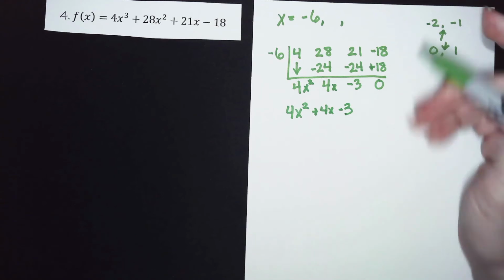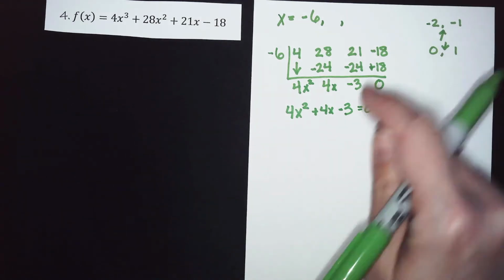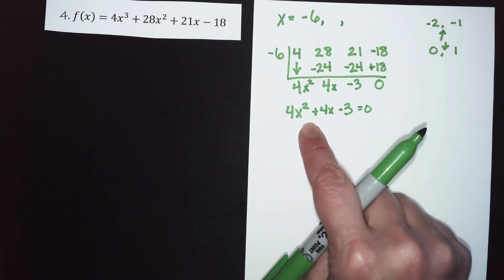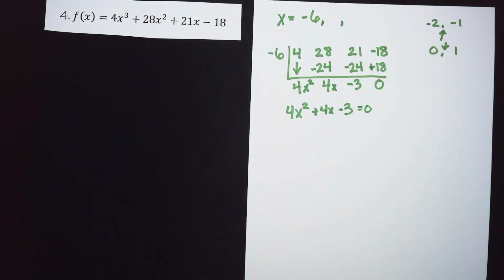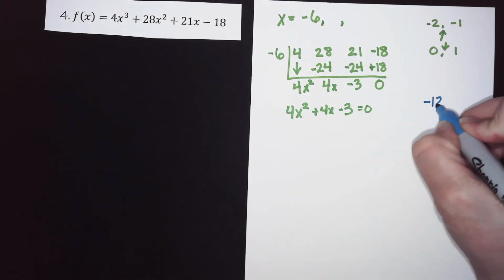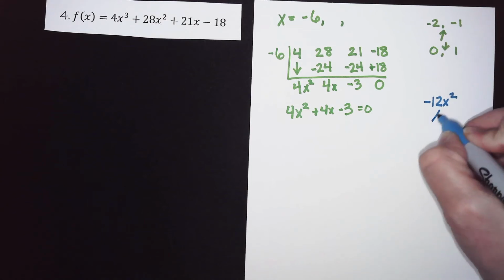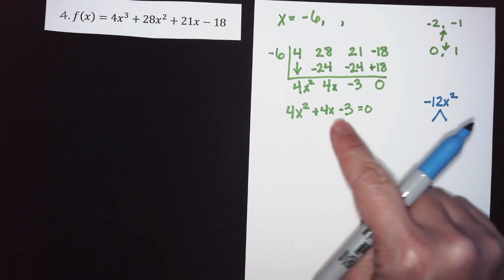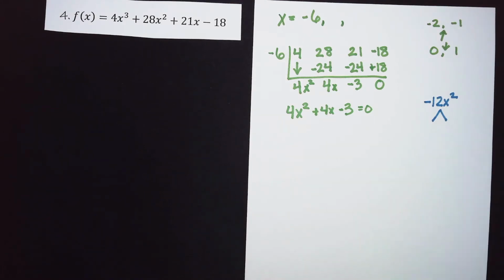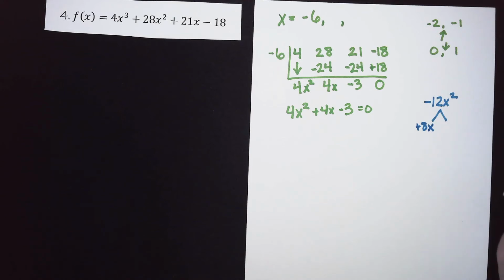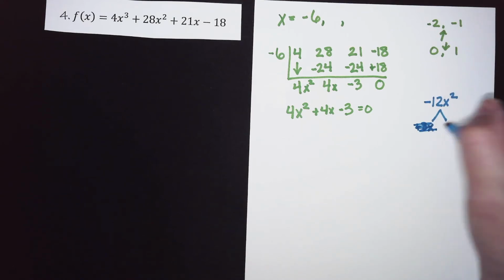And I want to factor this. This all equals 0, okay, when I'm trying to solve, when I'm finding the zeros. So I need to factor this down. So I need to multiply the first term times the last term. So 4x squared times a -3, I get -12x squared. And I need what multiplies to this, to the -12x squared, but adds up to 4x. And I think that would be a positive 8x. I'm just joking, 8 doesn't go into 12.